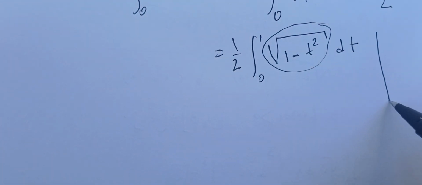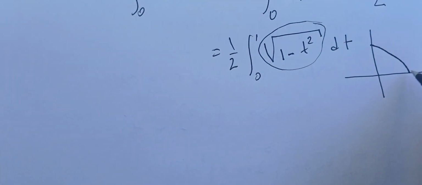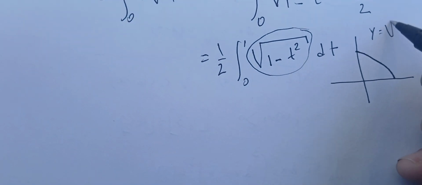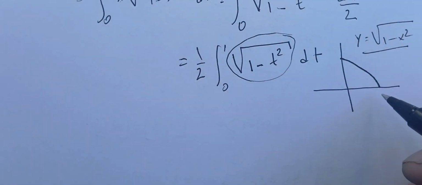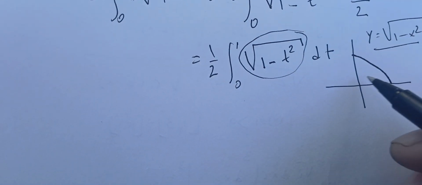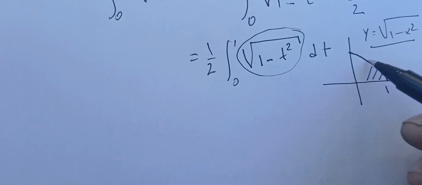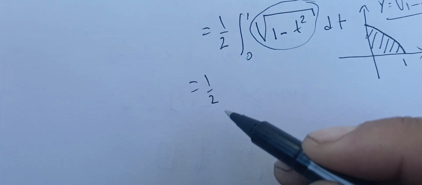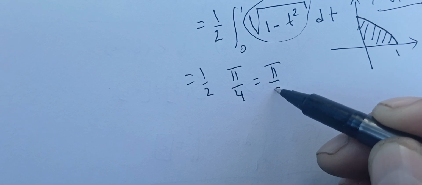Now we can use another change of variable, or we can use this fact here. We know this is a quarter of a circle. We can graph it like this between 0 and 1. The equation of the upper half of the circle is this one here, with x being between -1 and 1. So we want this area here. This integral between 0 and 1 is just a quarter of a circle. So we have 1/2, and we know the area of a circle is pi over 4. This means that our integral is pi over 8.